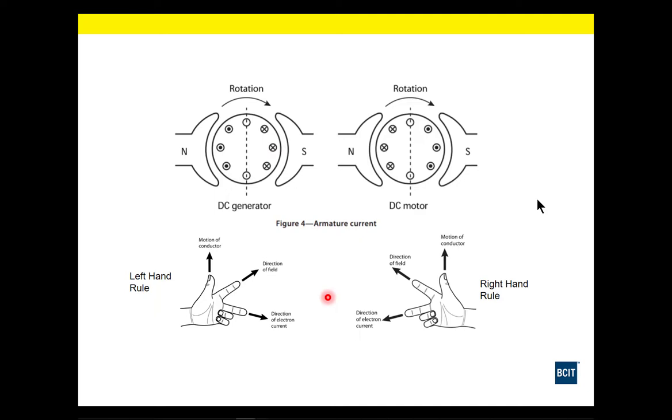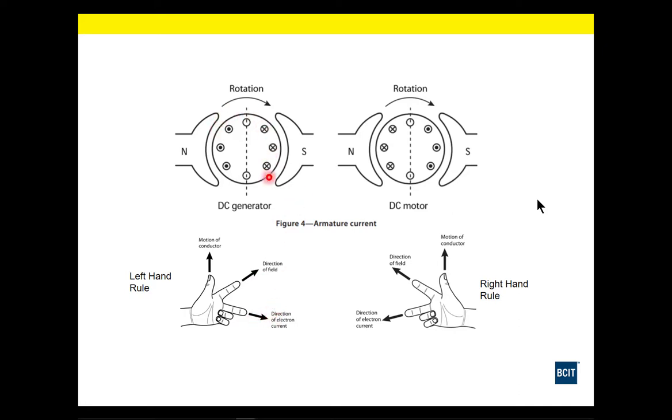So here we have the right-hand rule for motors, and on the left we have a left-hand rule for generators. So let's have a look at the left-hand rule for generators. Very similar to the right-hand rule for motors, where the thumb is going to be the motion of the conductors, the index finger is going to be the direction of the magnetic field, and your middle finger will be the direction of the electron flow.